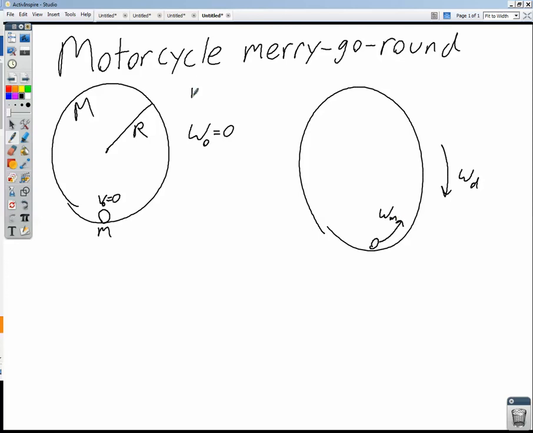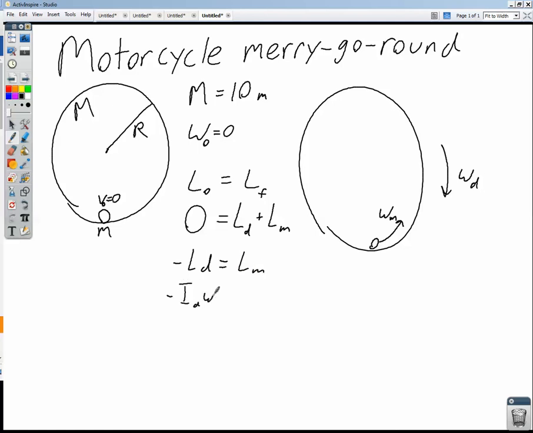Let's do one more thing, and let's say that big M is equal to 10 times the mass of the guy in the motorcycle. So we know L naught is equal to L final. The initial angular momentum of the motorcycle and the merry-go-round is 0, so that means that the final momentum has to be 0. So L of the disk plus L of the motorcycle has to equal 0. So we've got negative L of the disk is equal to L of the motorcycle. So negative I disk omega disk is equal to I motorcycle omega motorcycle.